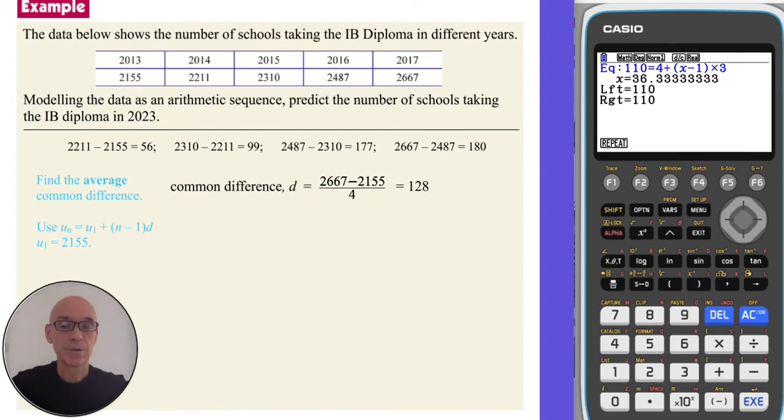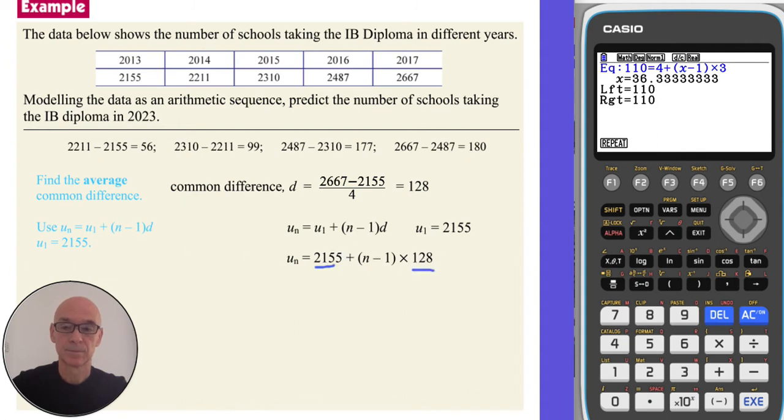So then if we use the formula for the nth term, noting that the first term is 2,155 and the common difference is 128.